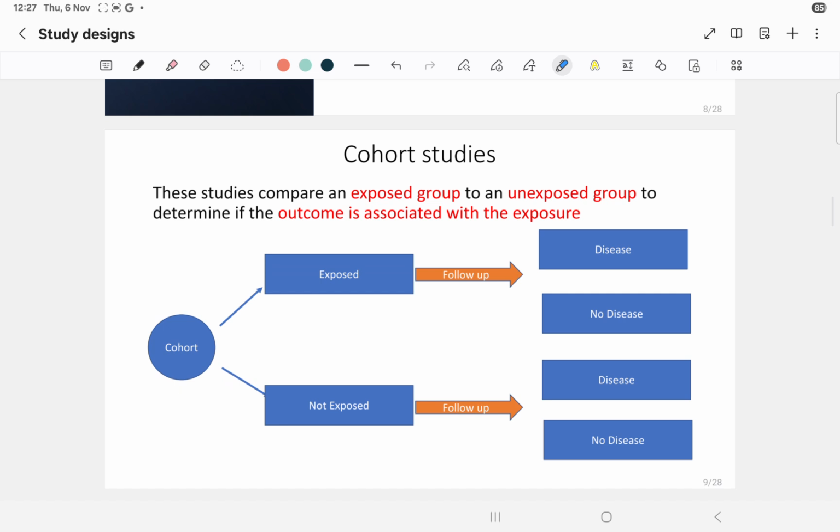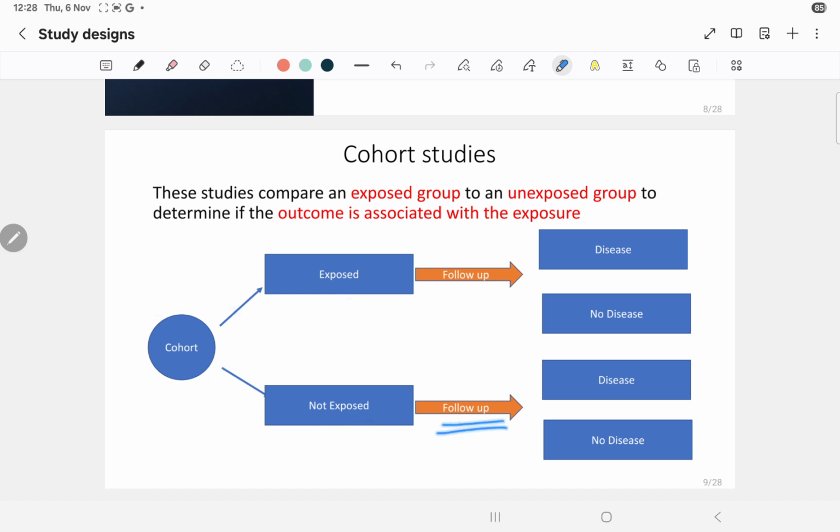Coming to cohort study. These studies compare a group of exposed individuals to a group of unexposed individuals to determine if the outcome is associated with the exposure. So let's discuss the study design. We take the cohort of patients. What do we mean by cohort? That is a part of the population with certain characteristics, and we see how many are exposed and how many are not exposed. So let's take an example of smoking and lung cancer. We will take the cohort of patients, say youngsters in a particular age group, and we see how many of these patients smoke and how many don't smoke.